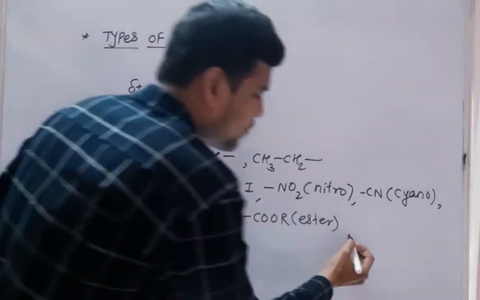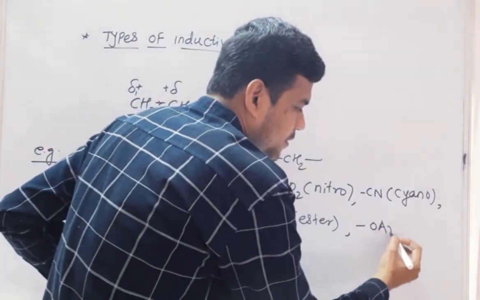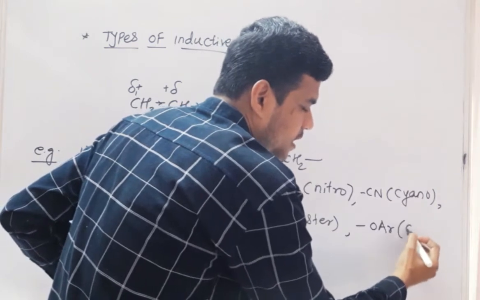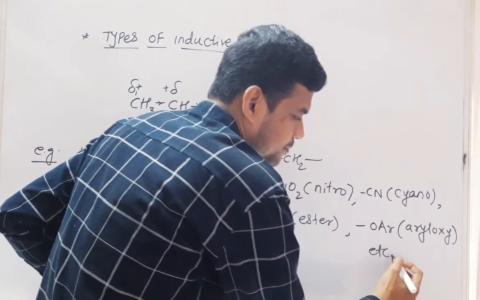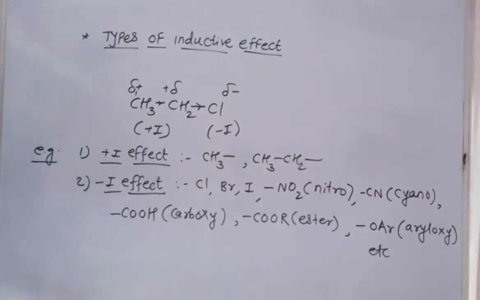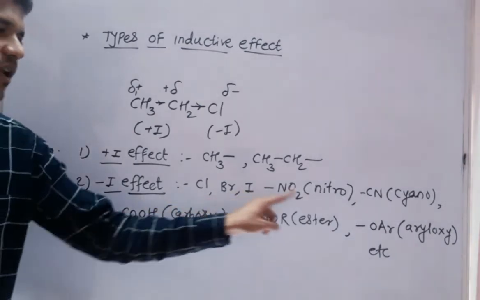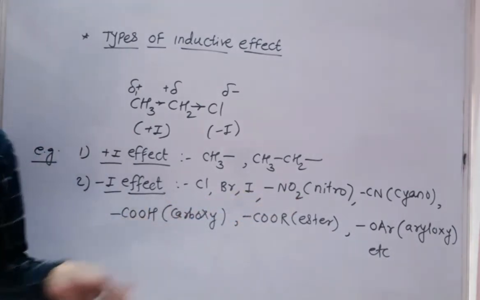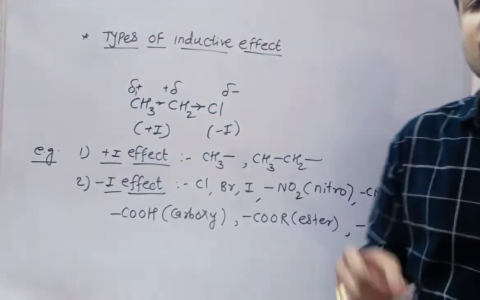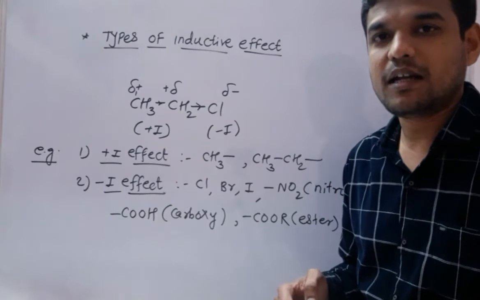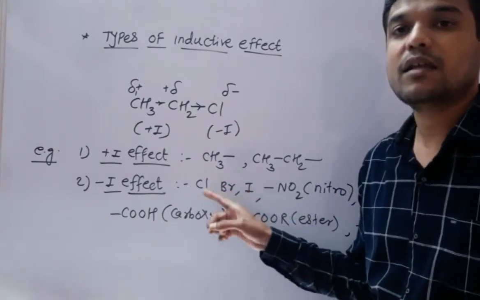Then the aryloxy group: this is aryl, this is O, hence it is called the aryloxy group, etc. They show the minus I effect. Once they are attached to the carbon, they withdraw electron density from the carbon, hence these groups show the minus I effect. Remember. So these are the examples of positive inductive effect, the plus I effect, and negative inductive effect, the minus I effect.